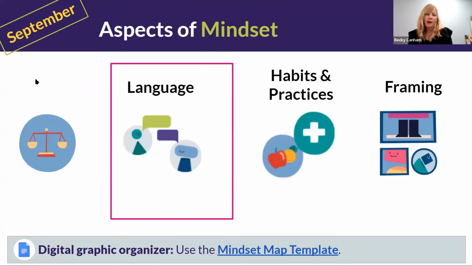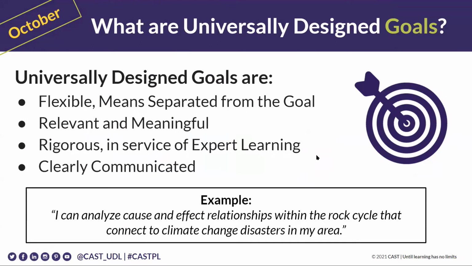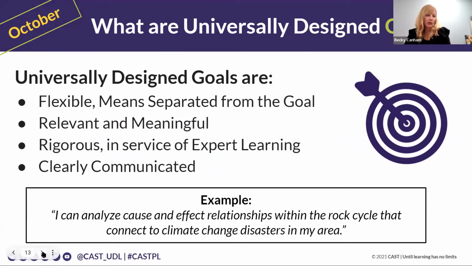So, setting up our context for today, looking back very quickly over the topics we've already covered. In September, we talked about mindset and how we can shift and frame our language to support a UDL or inclusive literacy mindset. Then in October, we thought about universally designed goals and how we can design our goals to ensure they support all learners.